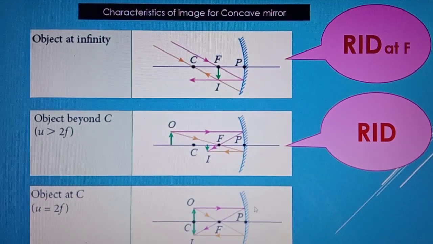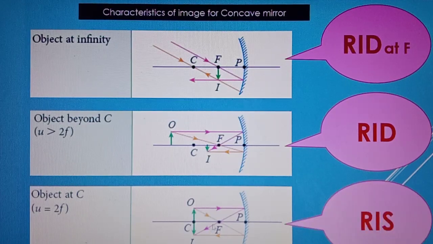U equals to 2F, sorry, U equals to 2F meaning point C. Put the object exactly at C, and you will get the same thing. You draw parallel light rays, reflect, pass through F, reflect parallel, and it will meet here also at C. So it produces a real, inverted, and same size image.